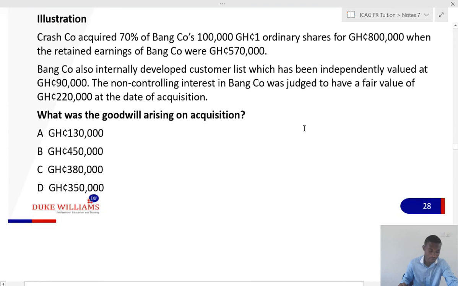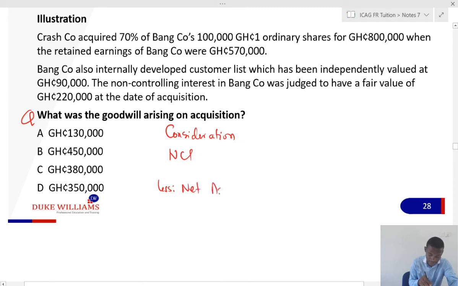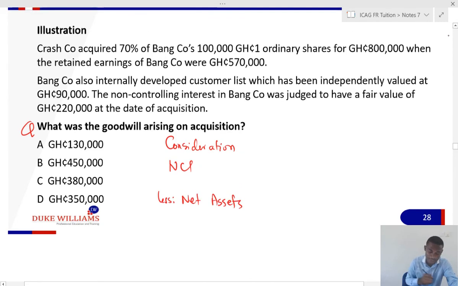Another example, this time we have to look at the goodwill. What is the goodwill arising on acquisition? I know that for goodwill, I need consideration. If there is NCI, I need the NCI value. Then less net assets. This is a pro forma I have in mind. Then I go look at the details.